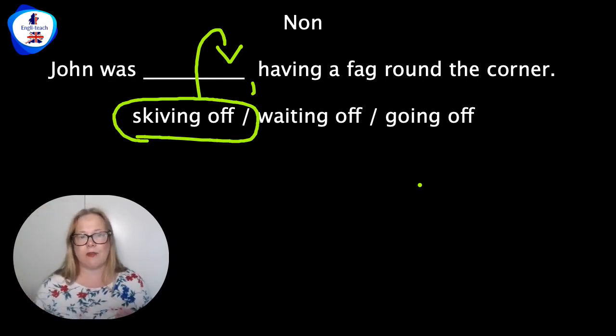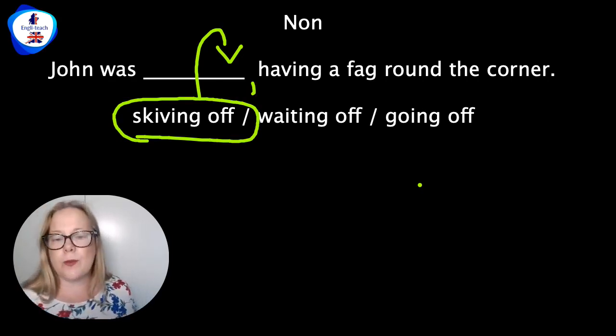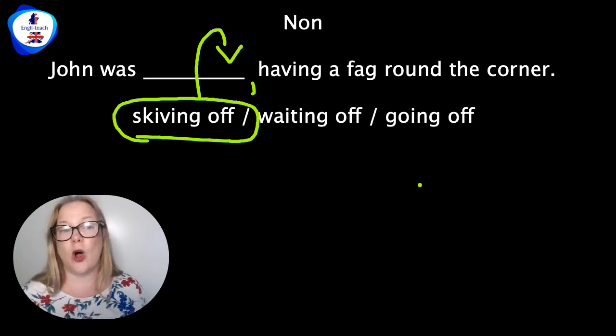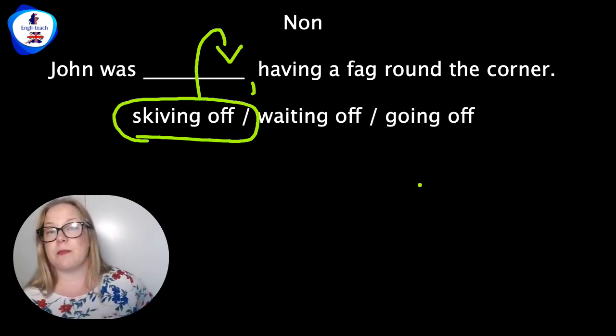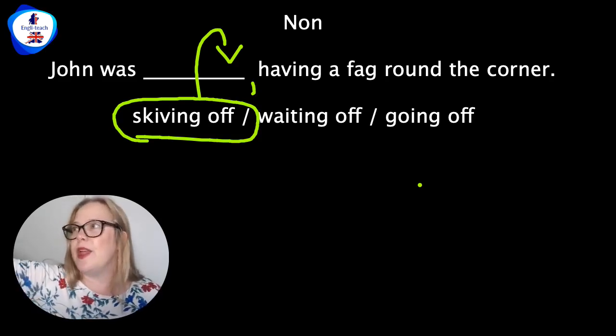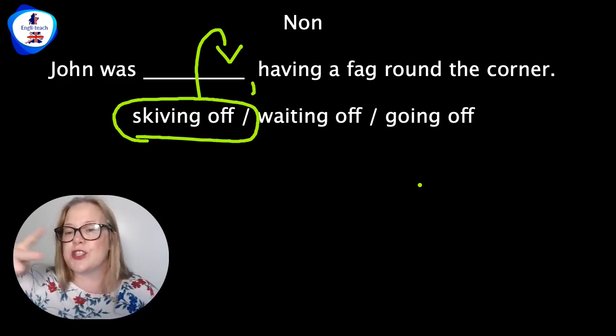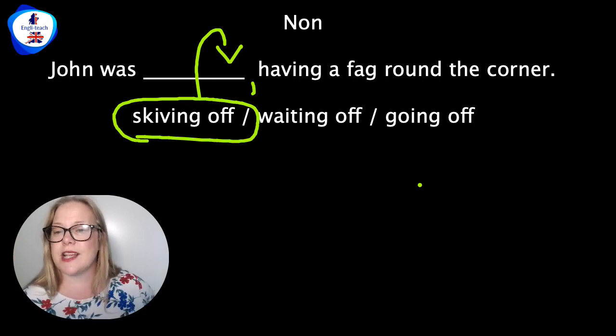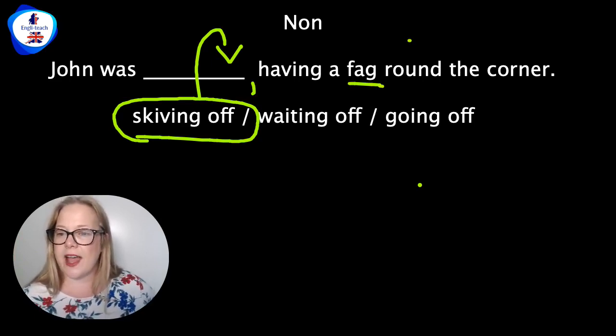So John was skiving off, having a fag round the corner. So what we're saying is he's left his job at work, in maybe his desk or his office, wherever he works, and he's going round the corner to smoke a cigarette. So a fag is a cigarette. Okay, a fag is a cigarette.